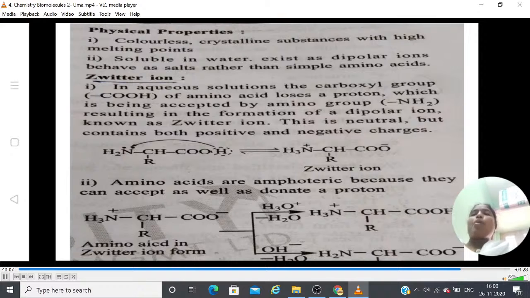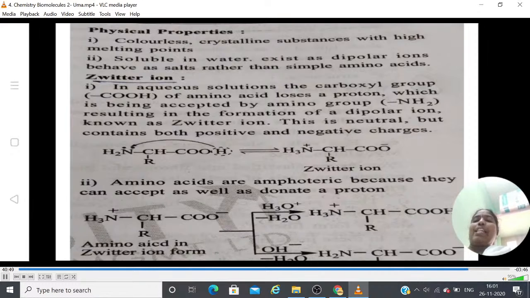In this dipolar ion topic, the important 2 marks question is the Zwitter ion. What is meant by Zwitter ion? In aqueous solution, the carboxyl group, that means the COOH group of the amino acid, loses a proton, which is accepted by the amine group, that is the NH2 group, by formation of a dipolar ion. Such a dipolar ion is known as a Zwitter ion.